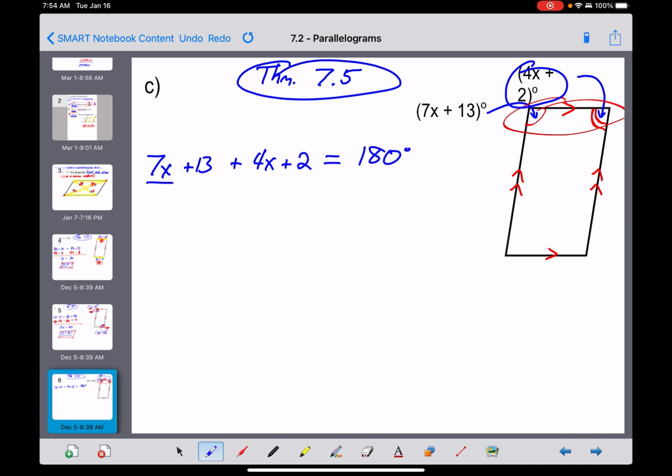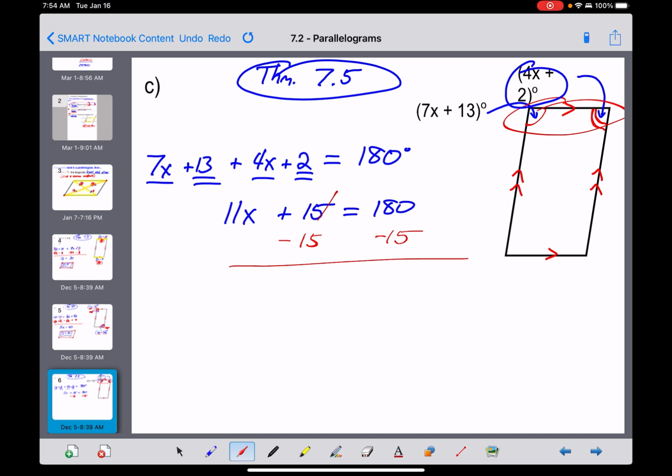Let's combine some like terms. 7x plus 4x is going to get us 11x. 13 and 2 is going to be a plus 15. That equals 180. We'll subtract that 15 from both sides now, and we will get 11x is equal to 165, and then we'll divide both sides by 11.